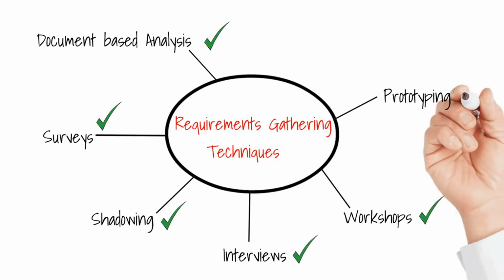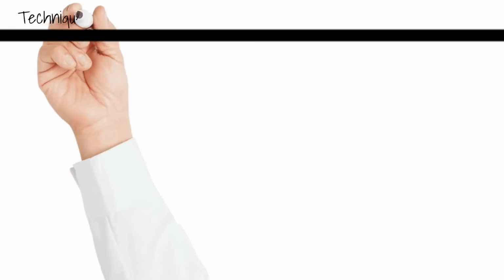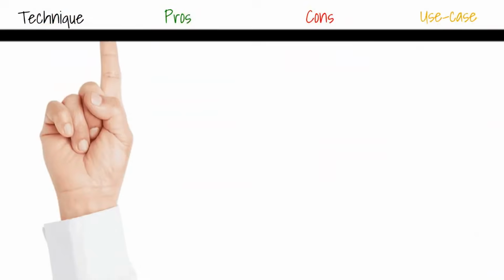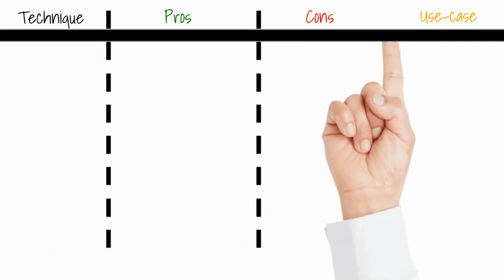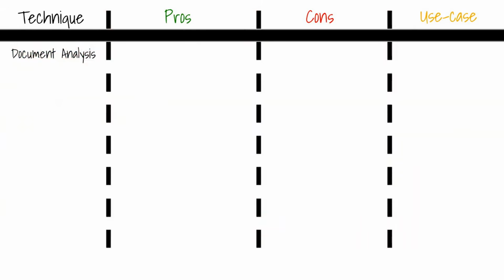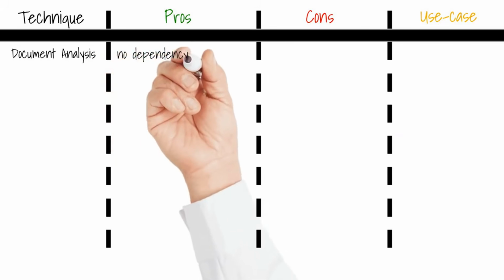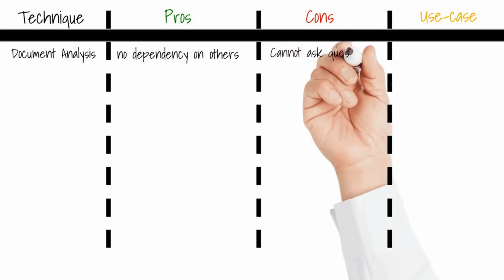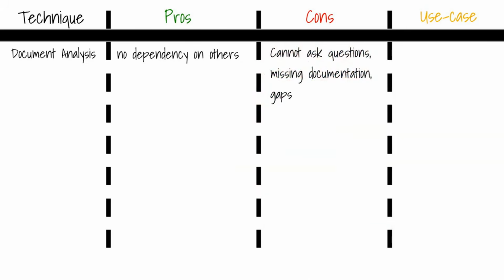After describing these requirements gathering techniques, I want to contrast them against each other in a table. Let's talk about their pros, cons and use cases on when to use them and when not. Like I've mentioned in the beginning, document analysis has the pro that you are not dependent on others because the information is inside the document. The con here is that you cannot ask questions to this document if there is something unclear to you or maybe any gaps. Also in reality, we often have missing documentations or even, like I said, gaps in these documents.